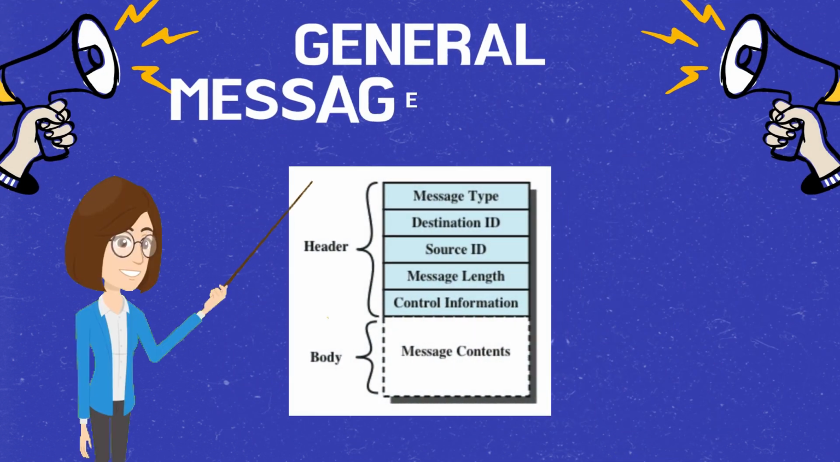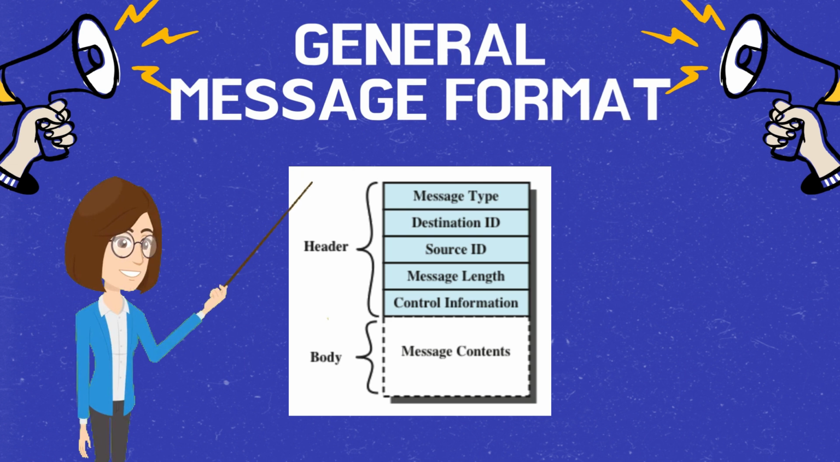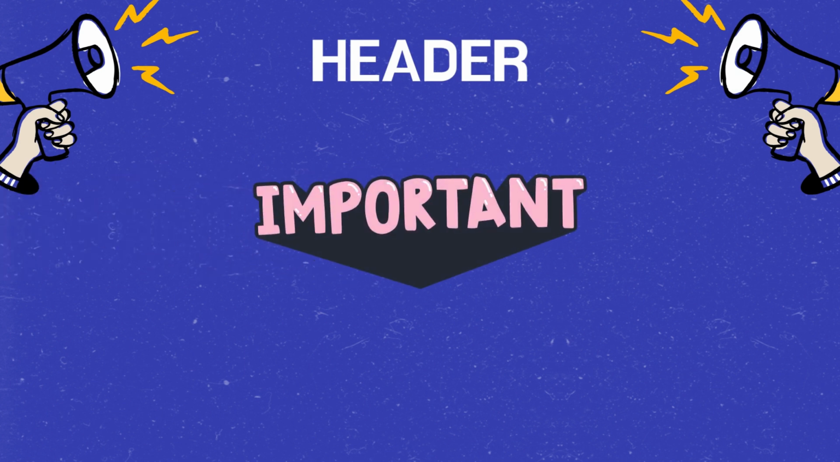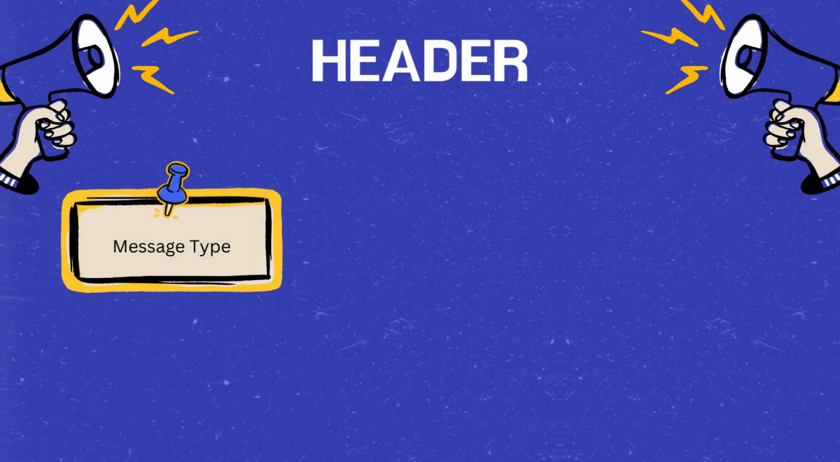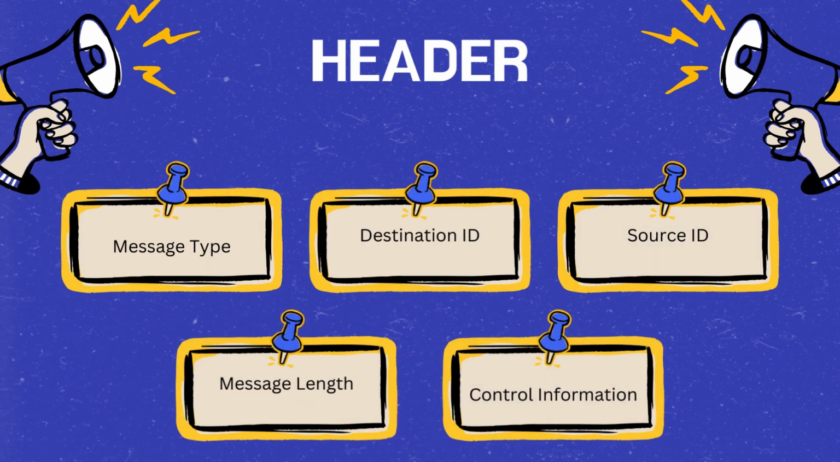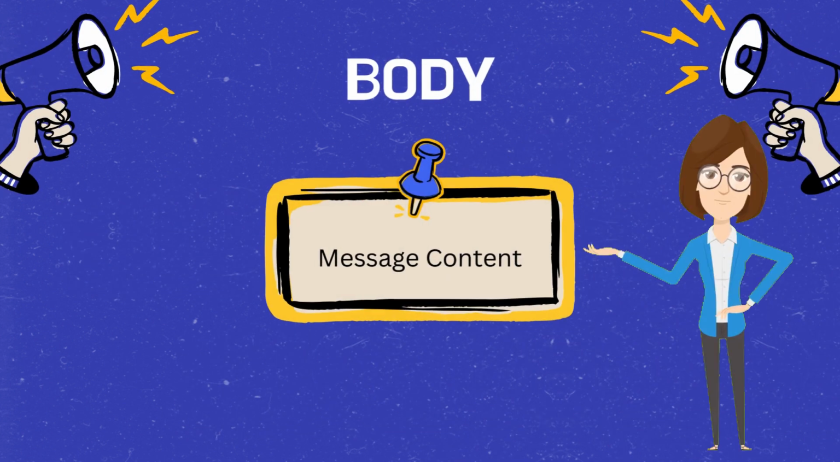Lastly, we will explore the general message format used in process communication. As you can see, a message consists of two main parts, the header and the body. First, we have the header, which contains important information for message handling, such as message type, destination ID, source ID, message length, and control information. Lastly, we have the body, which contains the message content.